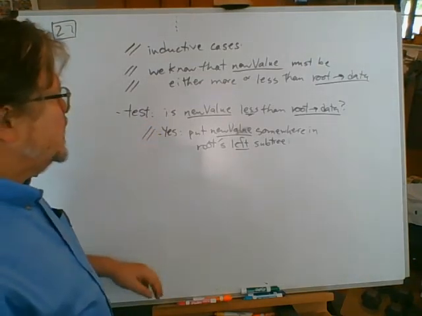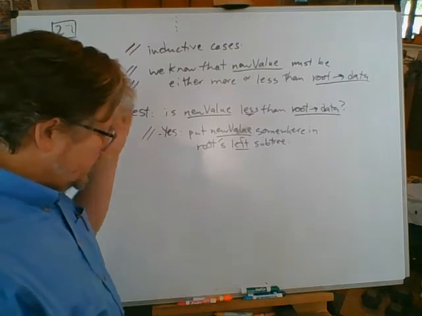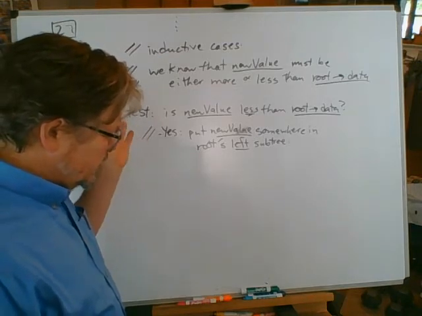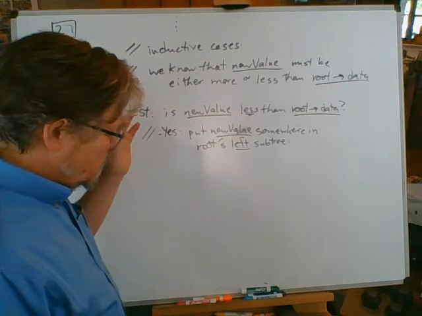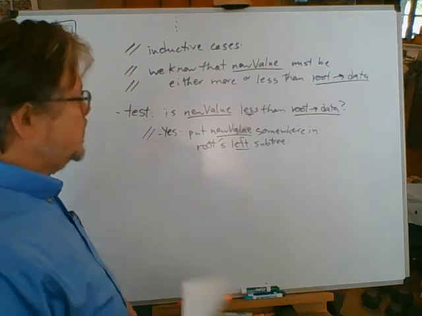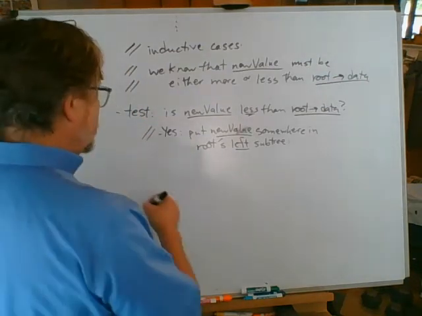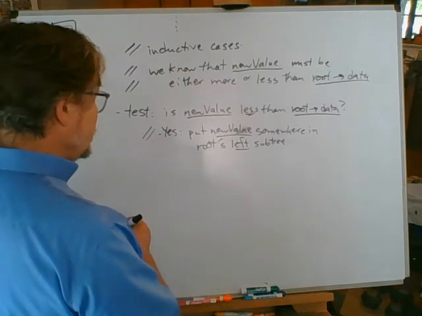Is new value less than root arrow data? Did I even get that right? We're inserting cat. Cat is less than dog in all cases. So we're going to insert cat somewhere in the left subtree. Yes. So what we've got to do is make our recursive call.